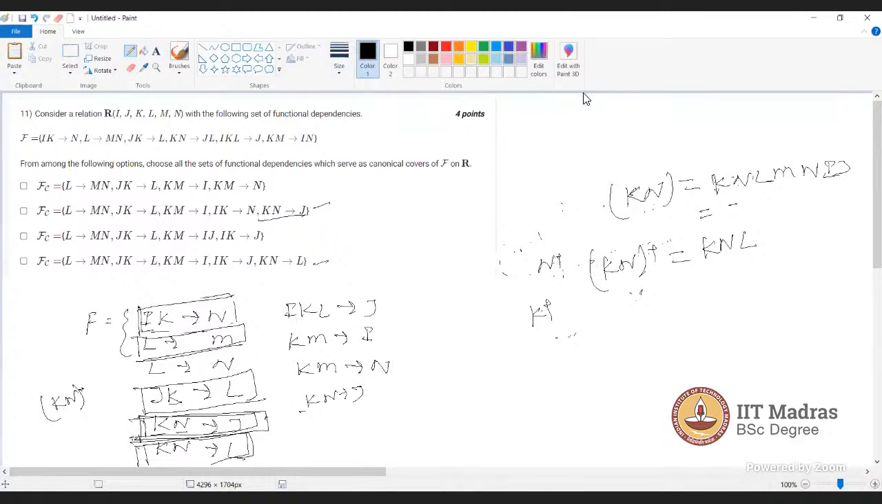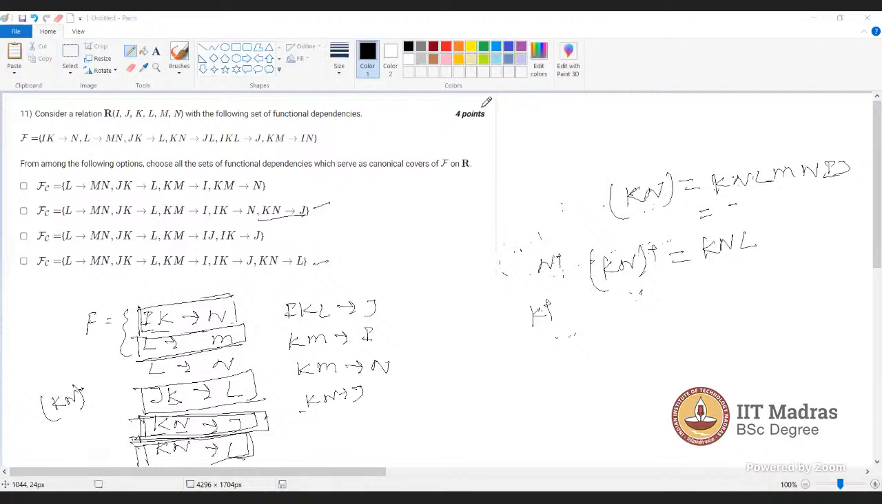If there is a question like this, you can check whether you can invert all the functional dependencies from the given canonical cover, go to each option, and vice versa also. Sir, so basically you're saying to find the equivalence, if both are equivalent, like F covers FC and FC covers F. Yeah. In this way, you can easily remove the wrong options.